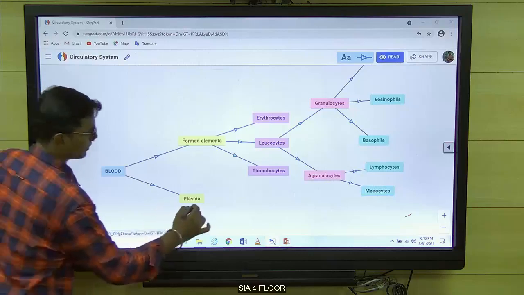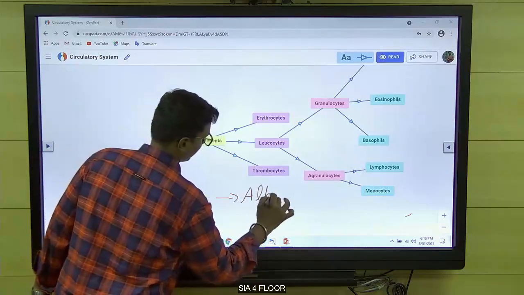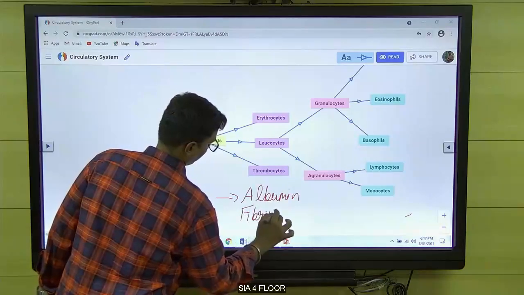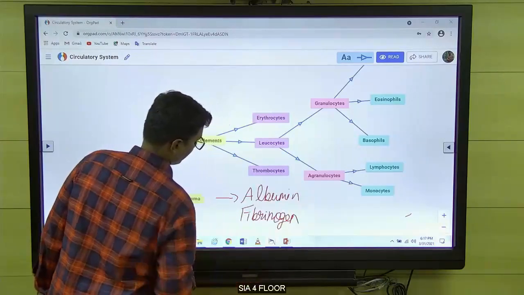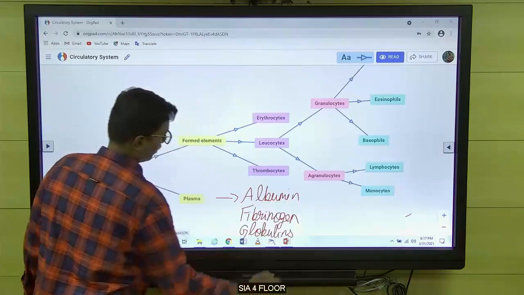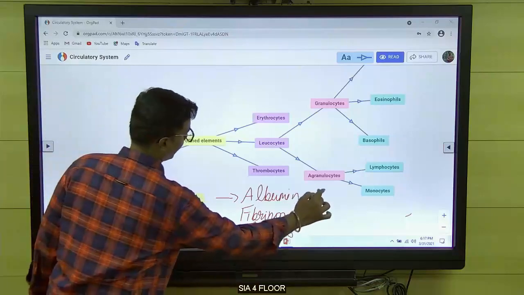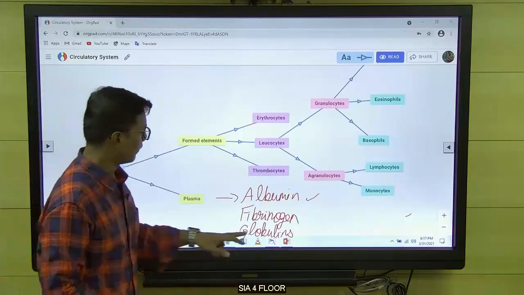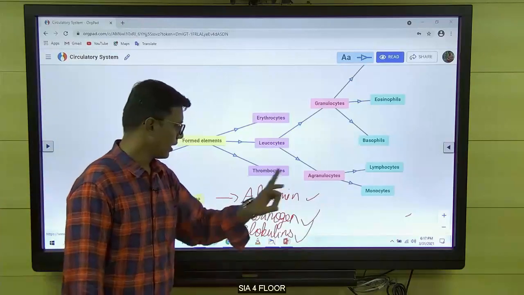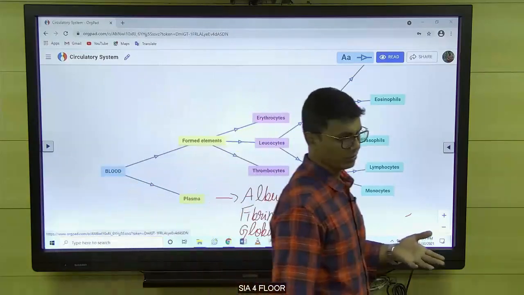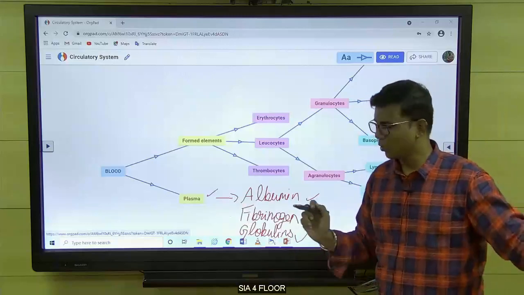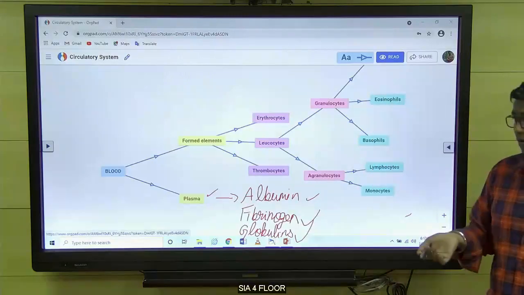That's the idea. Good. So plasma has albumin, fibrinogen, and globulins. There are three proteins in this. Albumin is associated with the maintenance of osmotic balance, wherein fibrinogen, fiber. So fibrinogen is related to blood coagulation and globulin is related to fighting infections. Good. So yes, platelets is correct answer, but don't think plasma has no role in blood coagulation. Plasma, in fact, has a greater role in coagulation of blood.